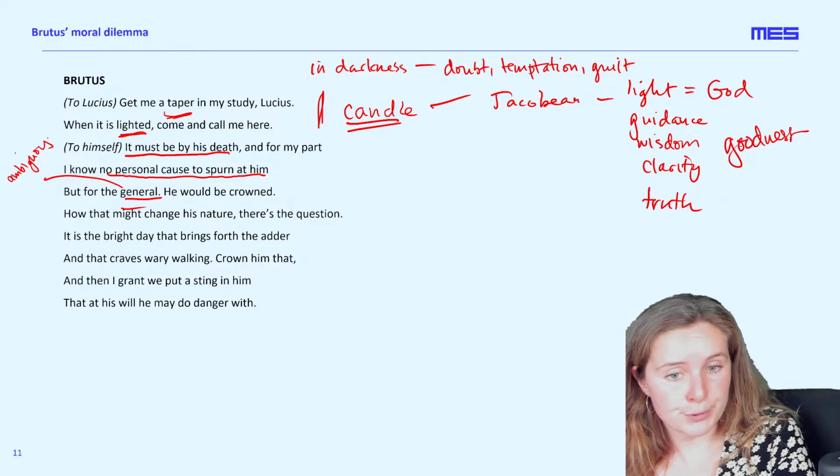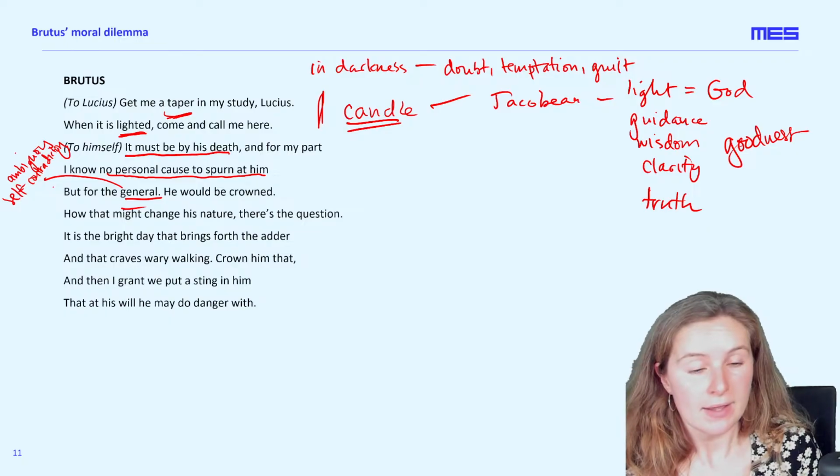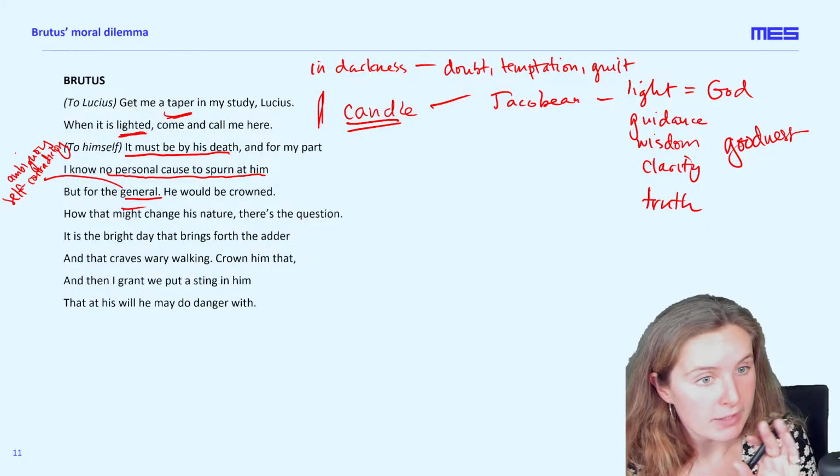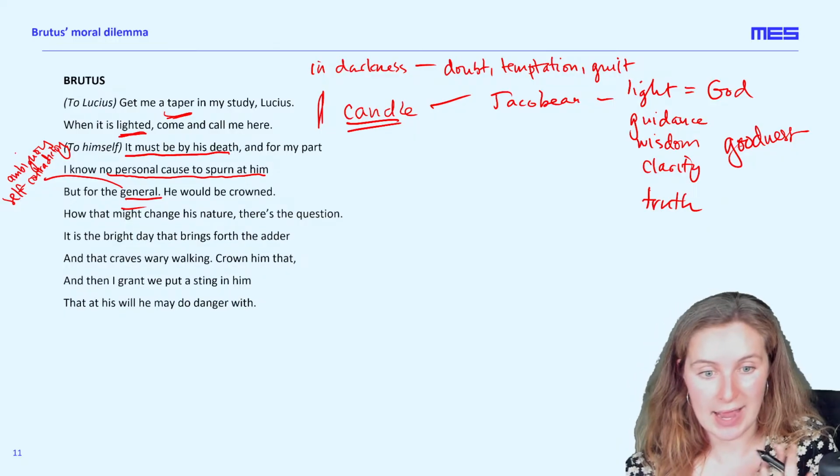And much of Brutus's language is sort of self-contradictory, or it's doubted, or it's qualified or mitigated in some way. And this shows his indecision in this moment. He's speaking back and forth to himself, much like Macbeth does, much like Hamlet does, as they're trying to make a decision.